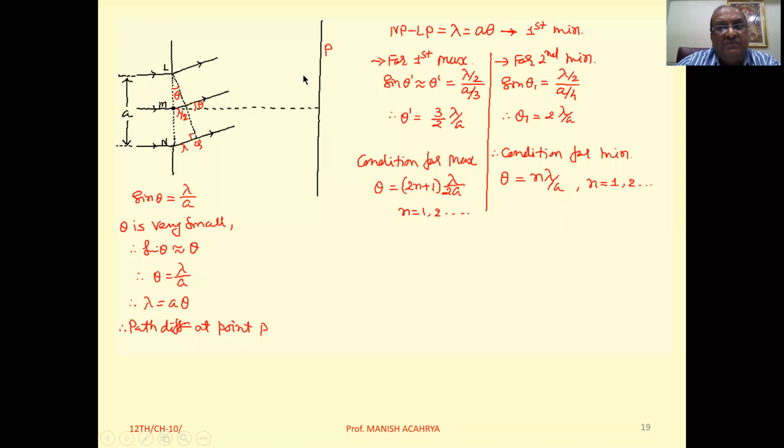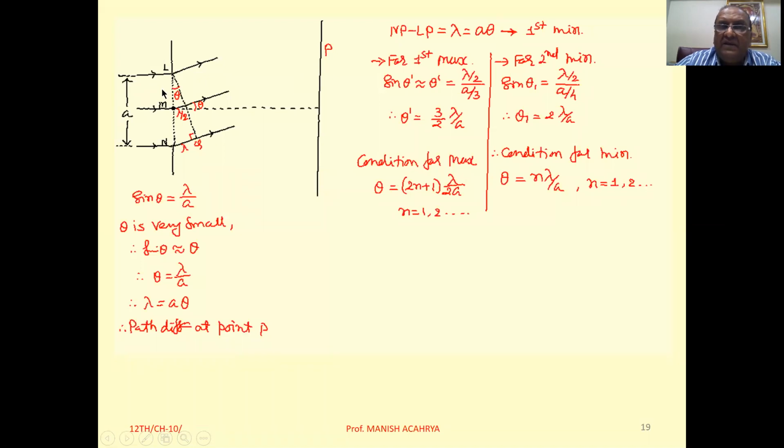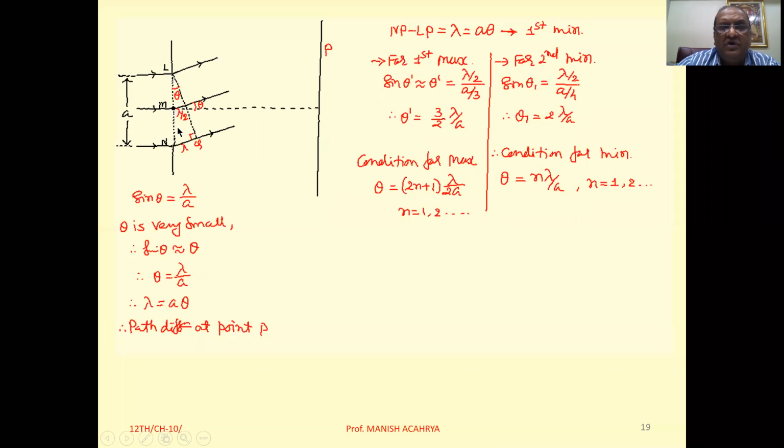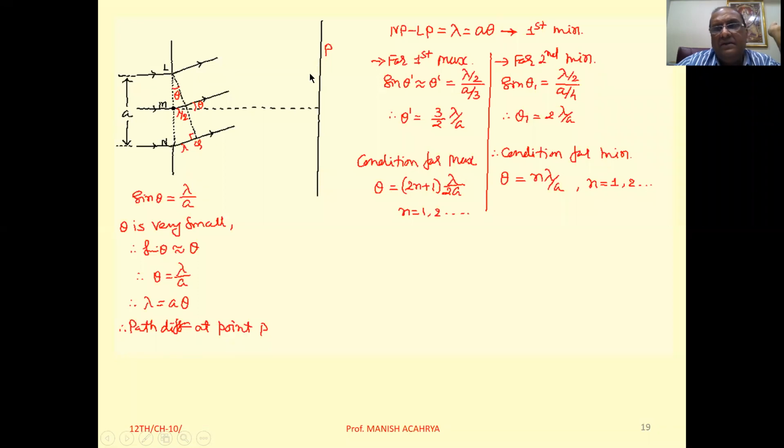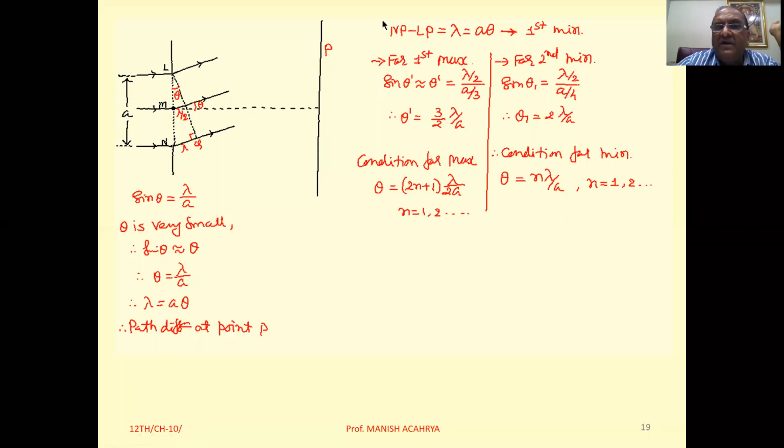So now in the broad sense we can say that the effect of all the waves coming out from this first part of the slit will be cancelled by all the waves which are diffracted from the second part of the slit. So at a point on the screen we get the dark band. Clear to all of you?